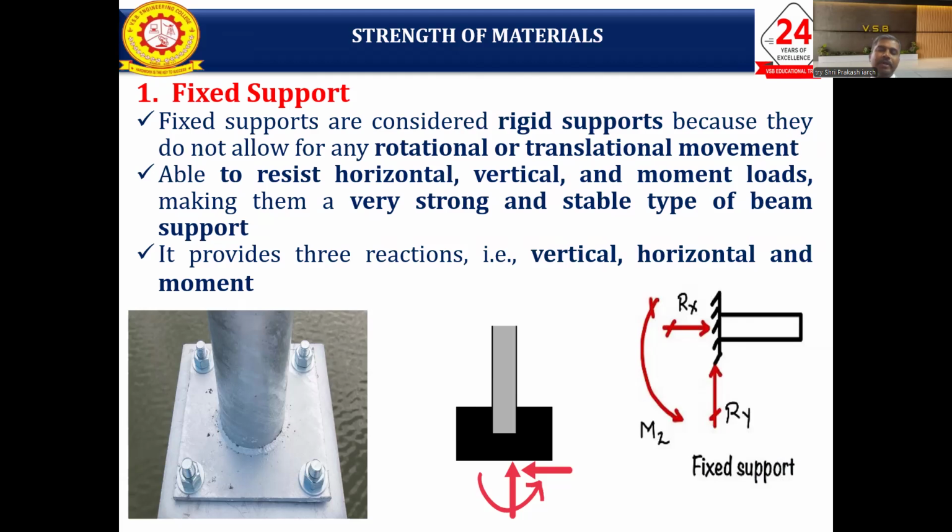So how many reactions will come? We are arresting three directions: horizontal, vertical, and moment. Automatically, the reactions will be vertical, horizontal, and moment. So let us see, for the fixed support, we have three reactions.